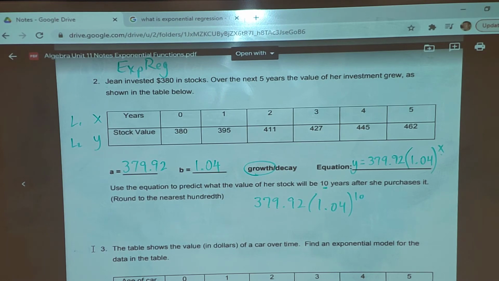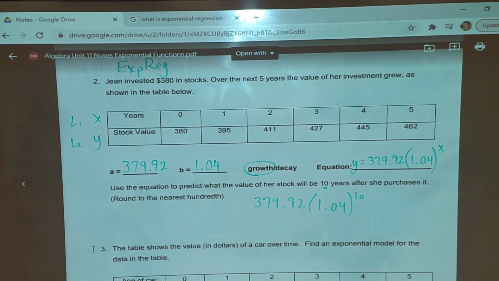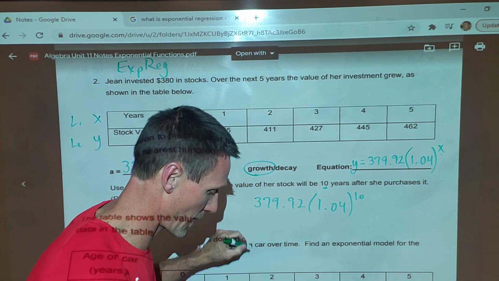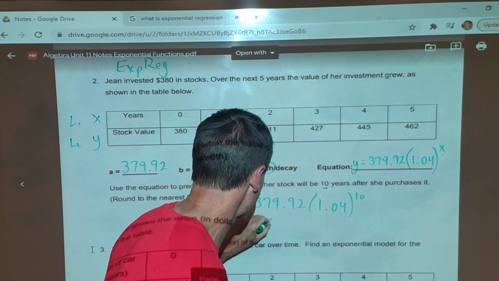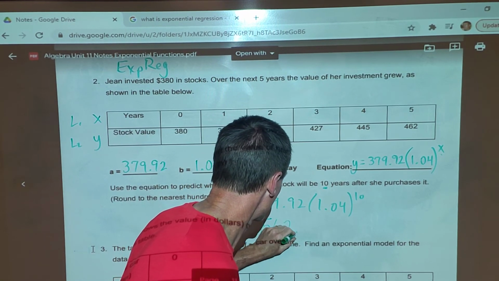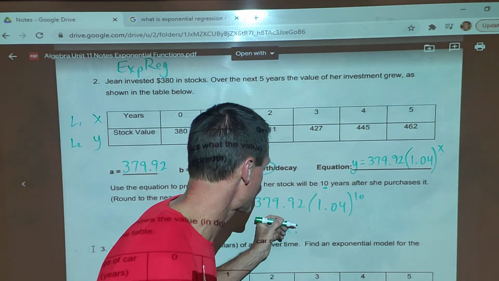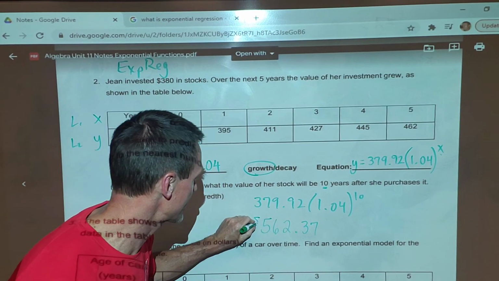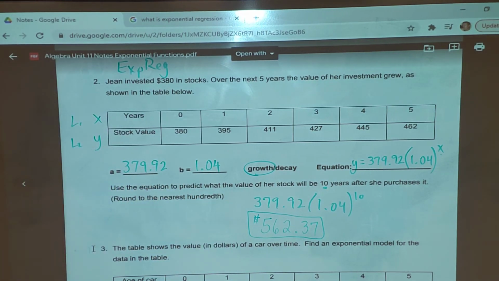gives me 562, and we're going to the nearest hundredth. Again, dealing with money, that makes sense. So we want to go to hundredths for our cents, and that would be 562. And 374 would round, it would say the same, so 0.37. So that would be $562.37. It's what she would have as her investment grew for 10 years.